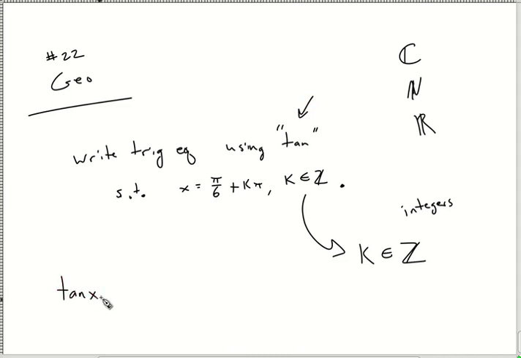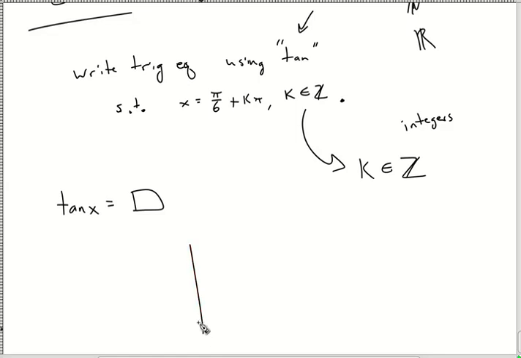They want tangent x equal to something. It's something like that, but this is what you and I need to figure out. Notice that my x is going to be all this stuff here. Where is this pi over 6? Well, pi over 6 is over here at 30 degrees.